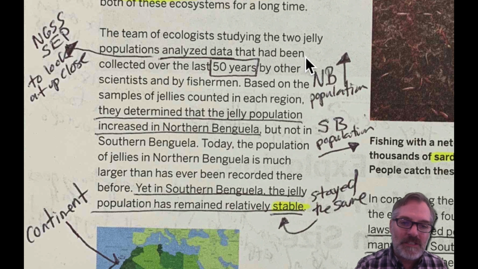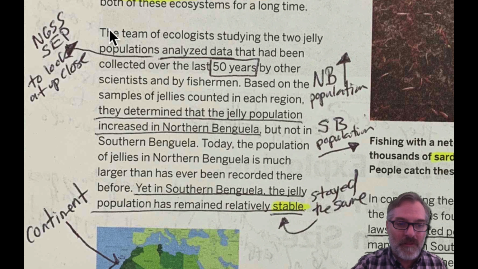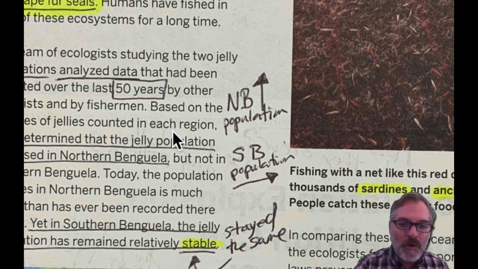So the team of ecologists studied the two jelly populations. They analyzed data. Now remember, that's a science and engineering practice from the Next Generation Science Standards. Analyzing data. That's what scientists should be doing. That's what you should be doing as a young scientist. They collected data over 50 years. And what they found is that in northern Benguela, the population of jellies was going up.